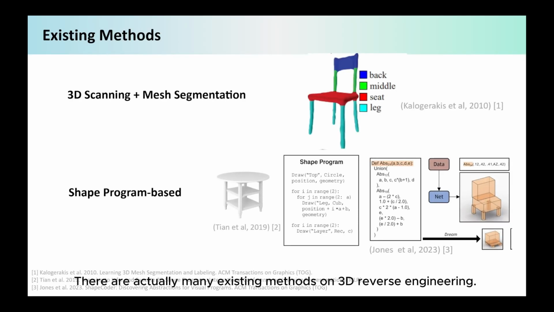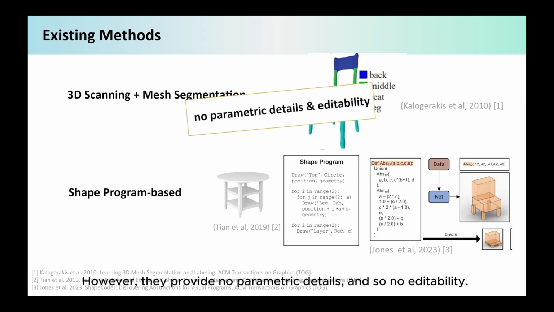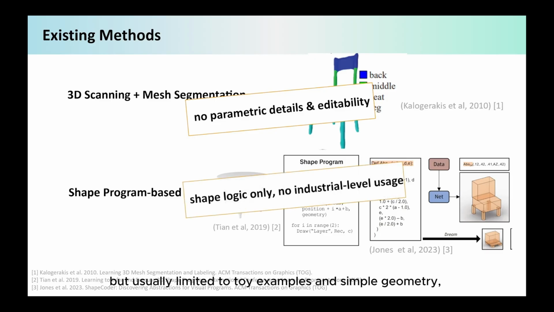There are actually many existing methods on 3D reverse engineering. For example, 3D scanning plus mesh segmentation. These methods can label the parts accurately. However, they provide no parametric details and so no editability. As for the program-based methods, they are elegant to show the shape logic, but usually they are limited to toy examples and simple geometry, and so no practical industrial usage.